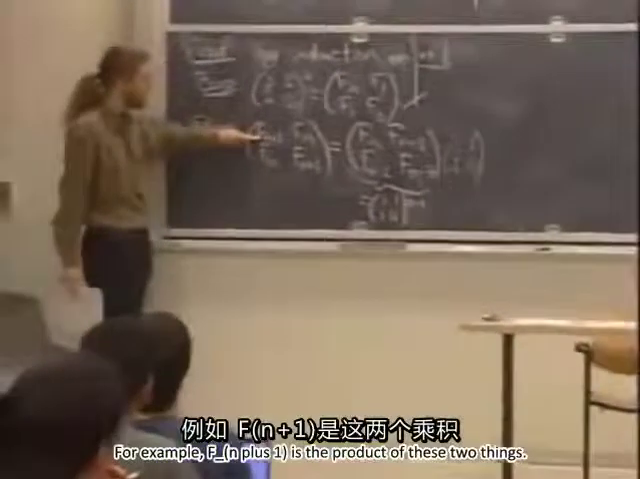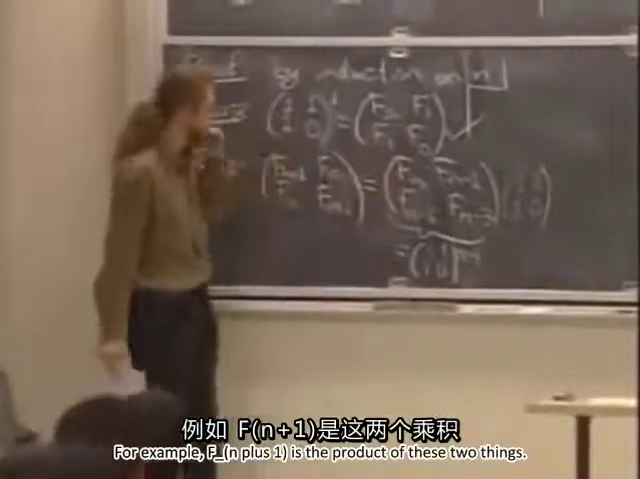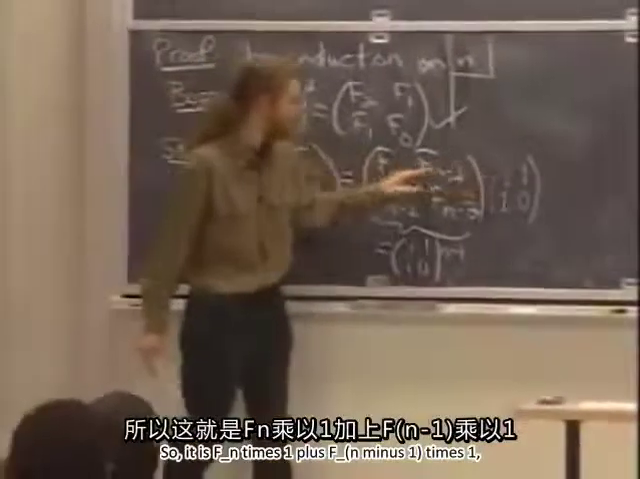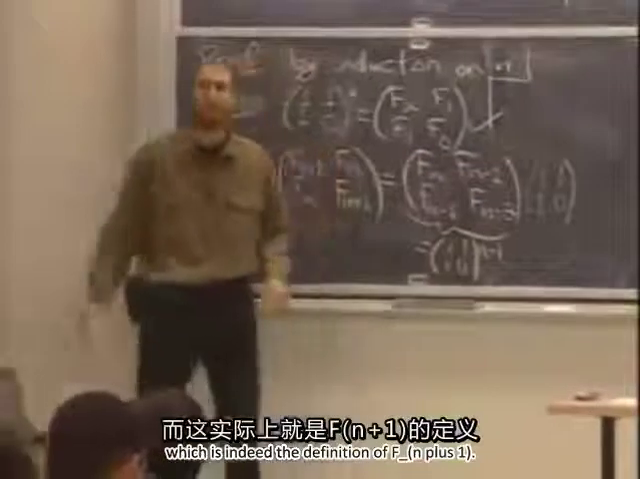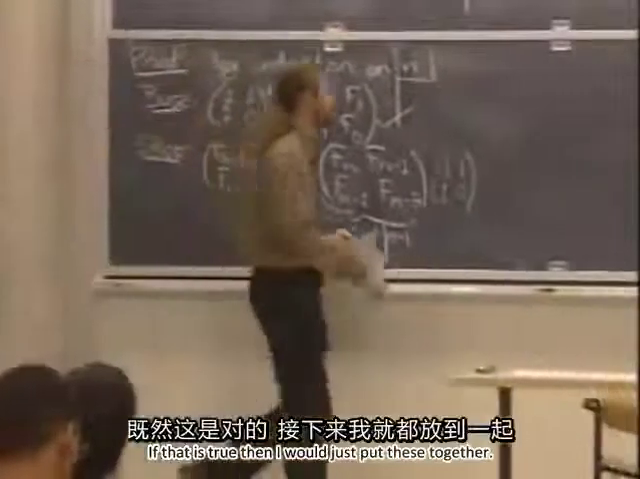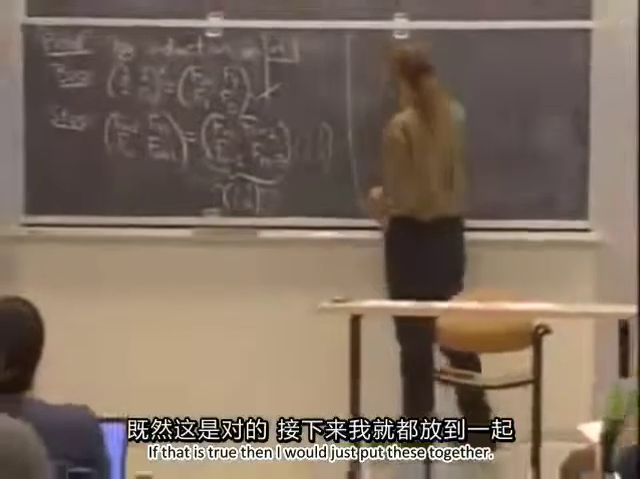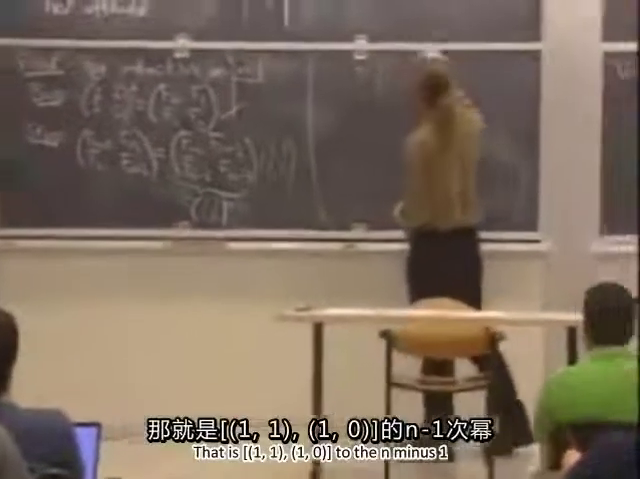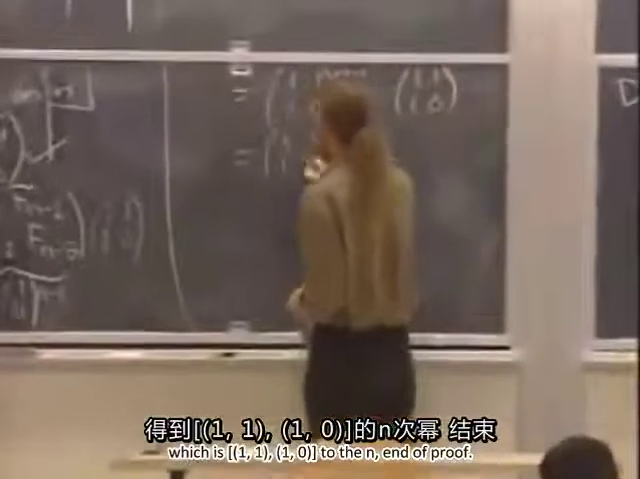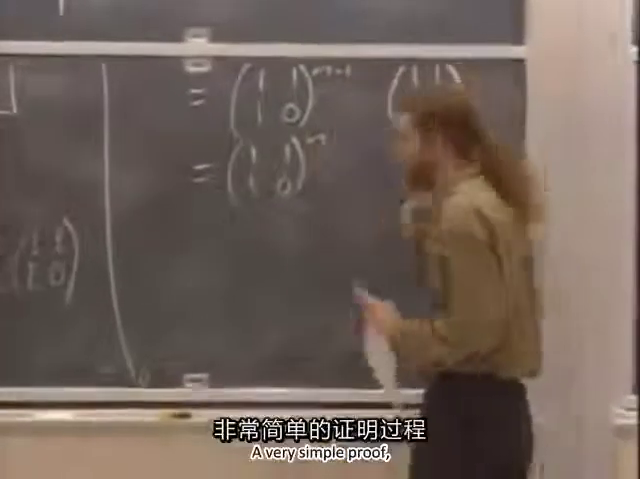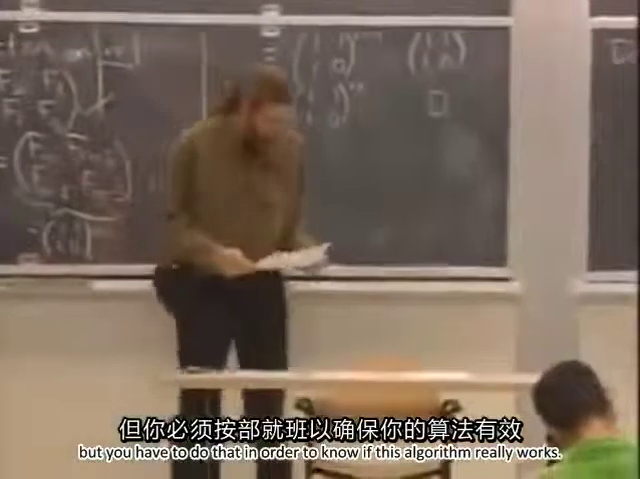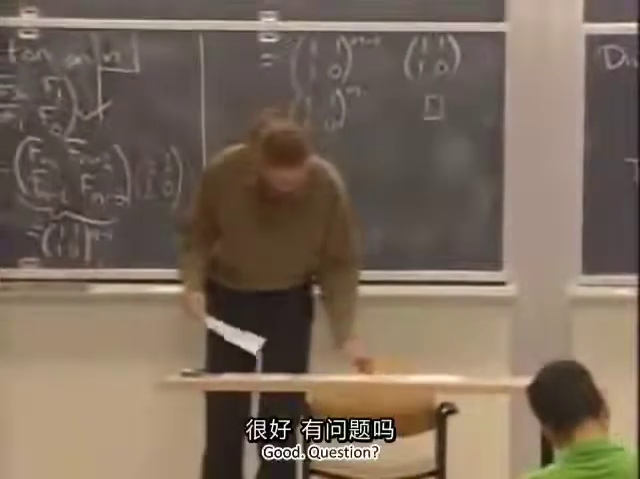So, for example, fn plus 1 is the product of these two things. So it's this row times this column. So it's fn times 1 plus fn minus 1 times 1, which is indeed the definition of fn plus 1. And you could check all 4 of the entries. This is true. Great. So if that's true, then I just put these together. That's 1, 1, 1, 0 to the n minus 1 times 1, 1, 1, 0, which is 1, 1, 1, 0 to the n. End of proof. So very simple proof, but you have to do that in order to know this algorithm really works. Good.